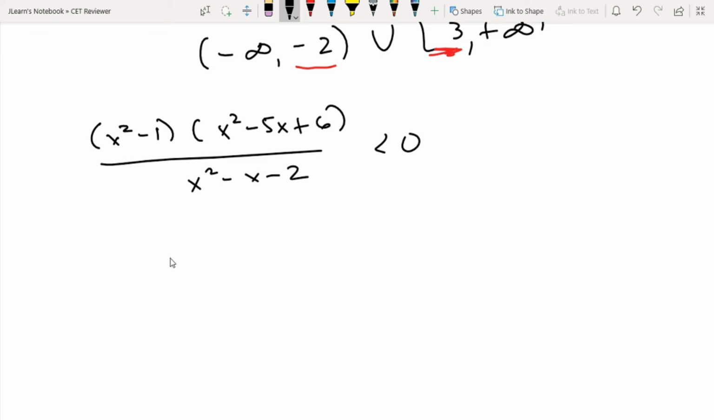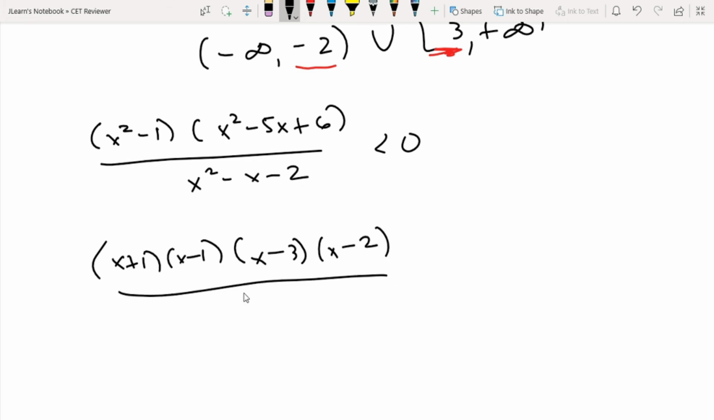Kasi puro may squared, squared, squared. Pero huwag kayo matakot. Ang gawin nyo lang is i-factor nyo lang yung mga kaya nyo i-factor. So, x squared minus 1 ay x plus 1 times x minus 1. Tama? Yung x squared minus 5x plus 6 ay x minus 3 and x minus 2. Okay? And then yung x squared minus x minus 2 ay x plus 1 times x minus 2.